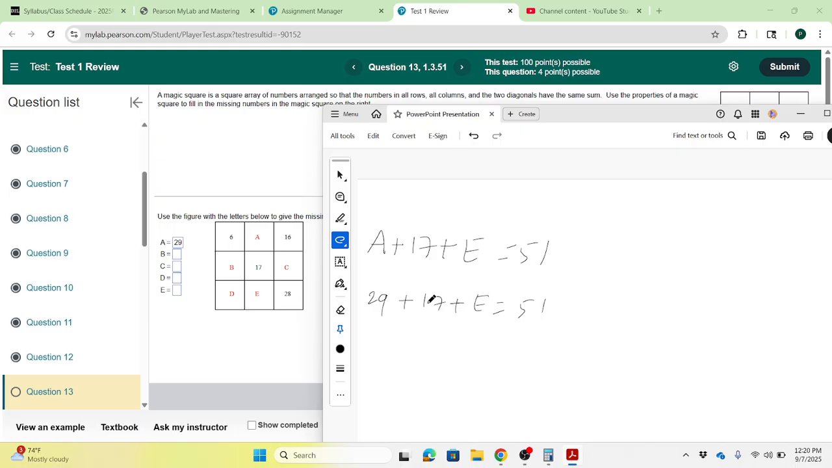So to find the E, you have to add this number and subtract from 51. So E would be 51 minus, if you add these two numbers, that would be 46. So 51 minus 46 is 5. So the value of E is 5.